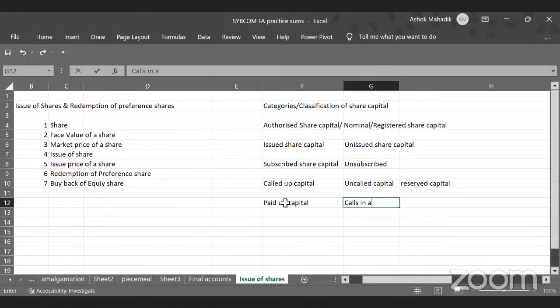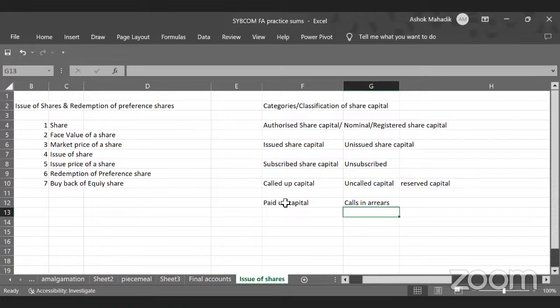Calls in arrears. Clear? So I'll explain it once again. At the top, we have authorized share capital, also called nominal share capital or registered share capital. Out of this, some portion is issued to the public for subscription. That portion is called issued share capital. Clear? And the remaining is called unissued share capital. Out of issued share capital, people may subscribe or purchase the shares. The portion which is purchased is called subscribed capital, and the remaining is called unsubscribed. So subscribed capital is part of issued capital.